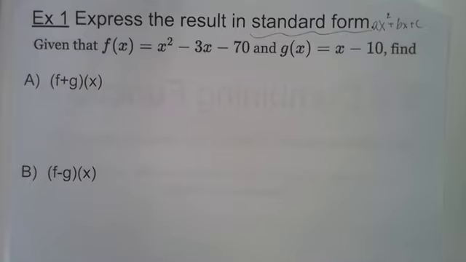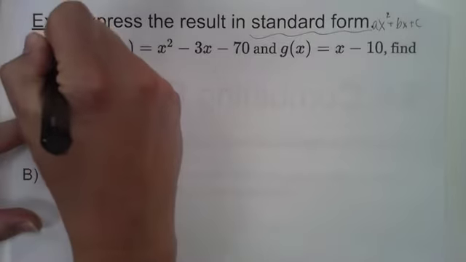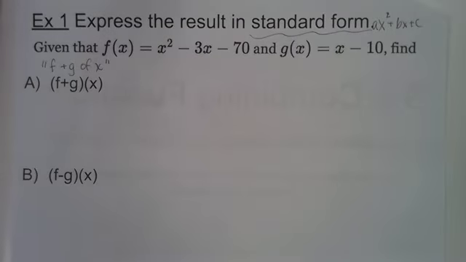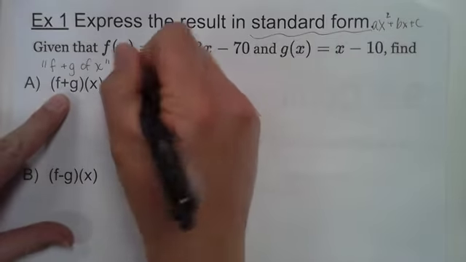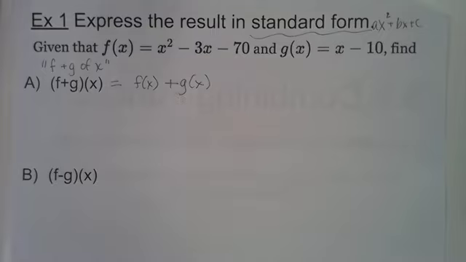We have g of x is x minus 10. We want to find f plus g of x. This is how we read that, f plus g of x. What that really means is we're adding f and g together. Our answer will be in terms of x, meaning we're going to have some terms with x's in them. So really, we want to add f and g together. This notation really means f of x plus g of x. That's all it means. Let's take our f function and add it to our g function.